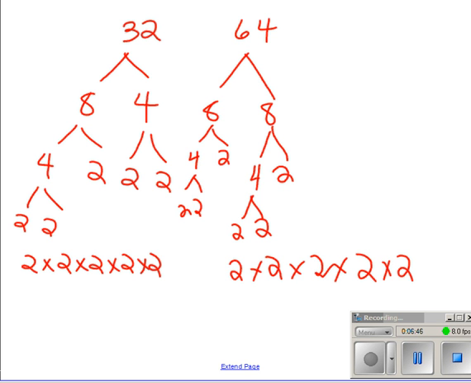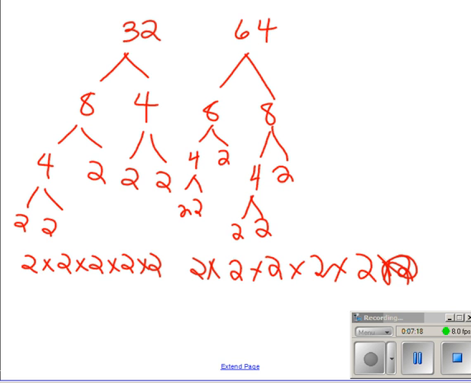Okay? They both have 5 2s, so we count them all. What's 2 times 2 times 2 times 2 times 2? 32. Yeah, I shouldn't have chosen this one. Let's try a different one. No, that one has 6 twos. Which one? 64. Oh, you're right. I'm sorry, I forgot about that one. So this one has 5 2s. This one has 6 2s. Because this has 6, we're not going to count this one. When it's 5 2s and 5 2s, that would be the greatest common factor.